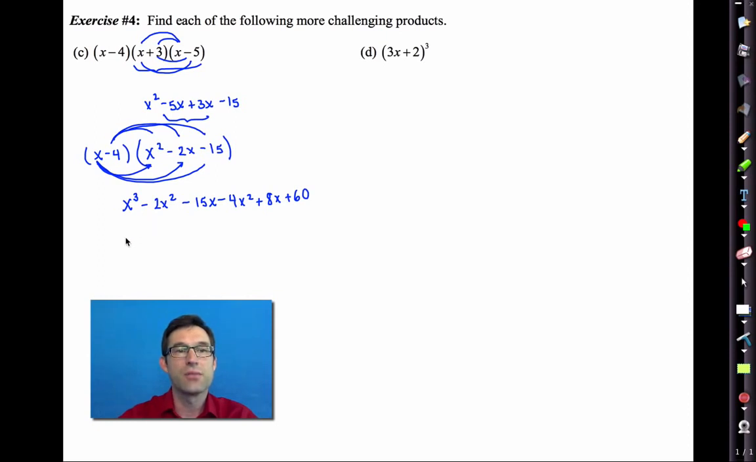Watch those like terms. Nothing combines with the x cubed, but I have negative 2x squared and negative 4x squared. Remember, we're combining, we're not multiplying. So that'll be negative 6x squared. Negative 15 and positive 8 will give me negative 7x. And nothing combines with the 60.